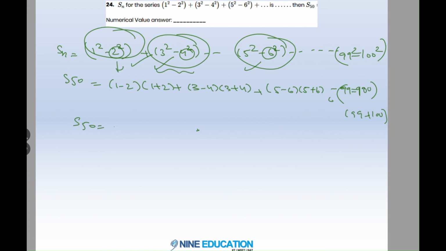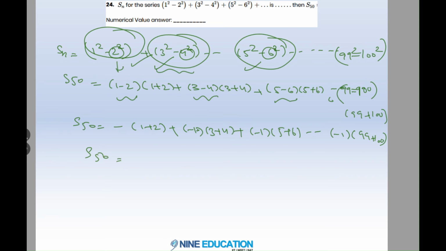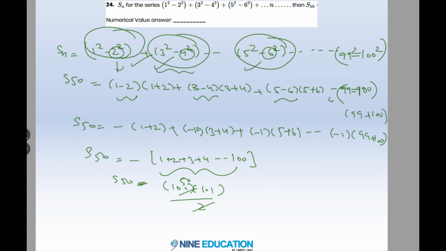Hence, S50 is equal to (1 minus 2) which is minus 1 into (1 plus 2). This is again minus 1 into (3 plus 4). This is again minus 1 into (5 plus 6). So, minus 1 into (99 plus 100). Therefore, S50 is equal to minus 1 common, (1 plus 2 plus 3 plus 4 and so on up to 100). This is the sum of the first 100 natural numbers, which is n(n plus 1)/2. Therefore, S50 is equal to minus 5050. The answer is minus 5050.